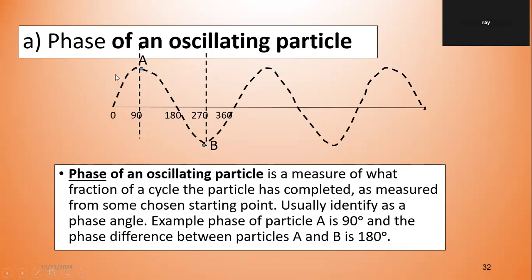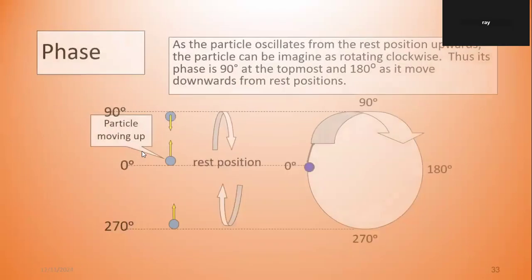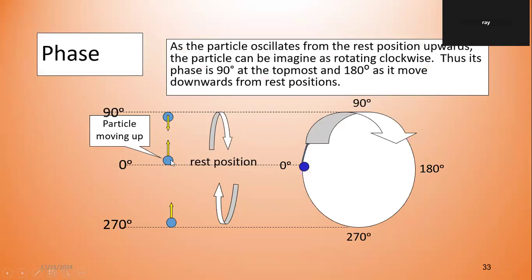One cycle, so we identify it as an angle. One cycle is 360 degrees. So if we start with the rest position and then it's going up, at rest position we consider as 0. We go to the maximum amplitude, 90 degrees. Then it comes down again, 180 degrees, where it's moving down.